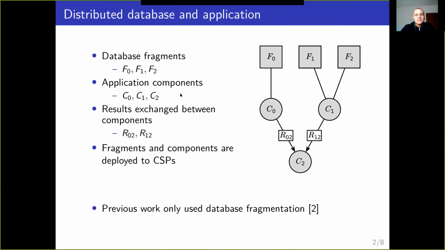So the application is split into components, C1, C2, and C0 in this example. And each of those components can also be deployed to any of the available clouds. And each of those components can also access any data fragment and send and receive data from other components. Results exchanged between components are also considered a resource that needs to be protected in the risk estimation, because they also carry information. So they also need to be in the risk assessment model.